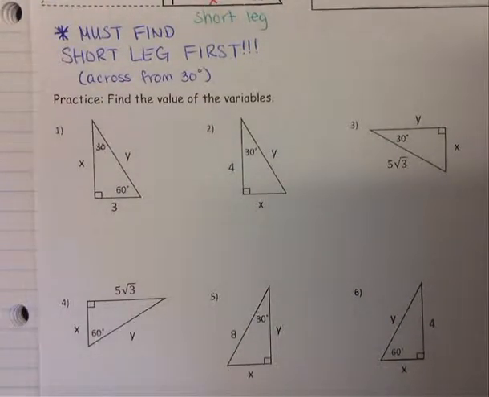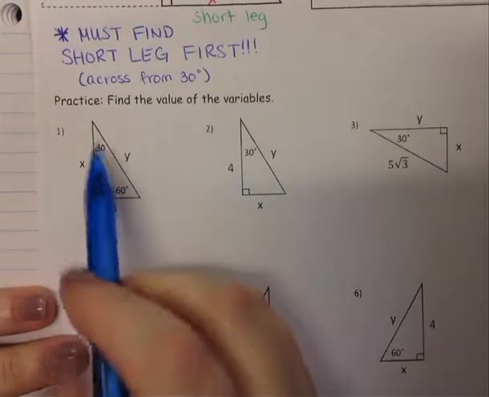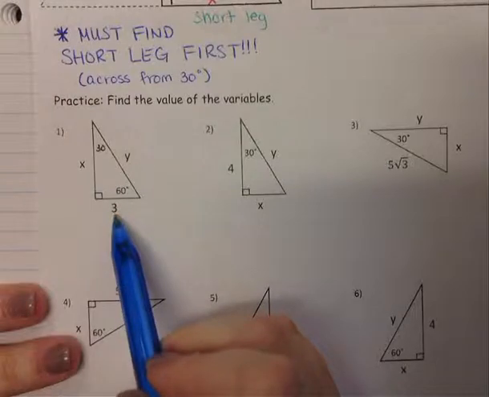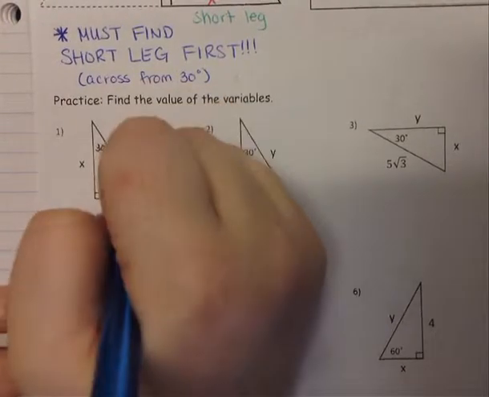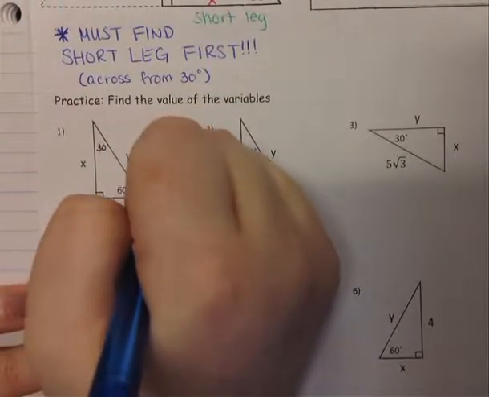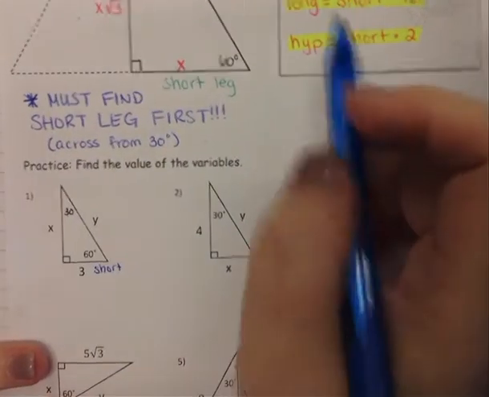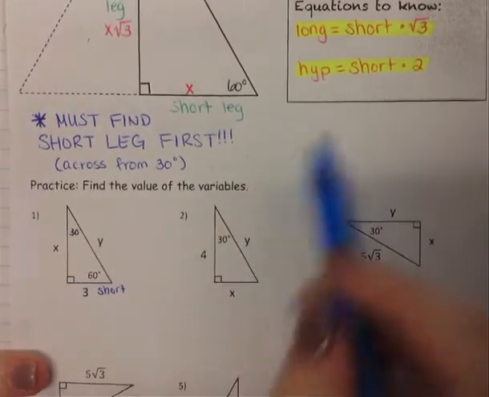We always want to see if we have our short side first. So we have our 30 degrees here. We need to go opposite the 30 degrees to here. This is our short side. This is our short leg, which we need first. So since we have our short leg, that means that we can find both the long leg and the hypotenuse.